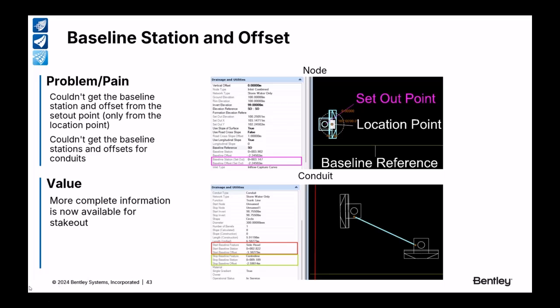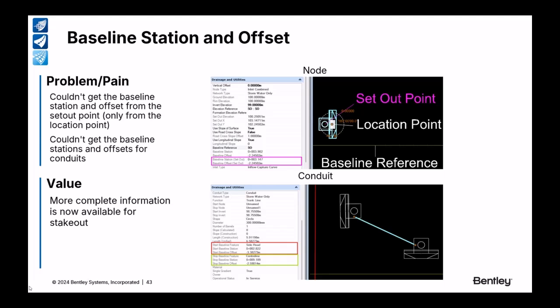That will appear automatically in your civil properties. Because it's in the civil properties, it's available across a reference. So if you're referencing your drainage in and annotating it in a container file, that information will be there. So you can choose whether to annotate the baseline, station and offset from your location point or your set out point, or both if you wanted, but whichever one's the most applicable to you. You've now got both sets of values available.